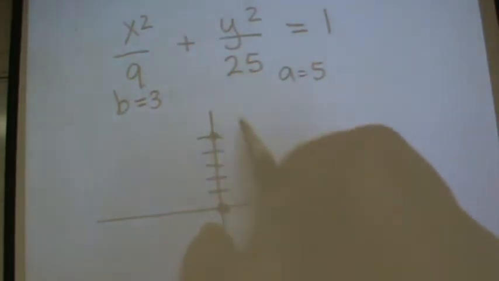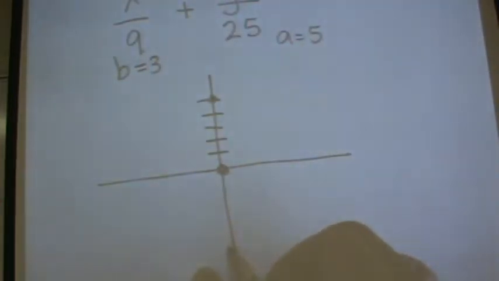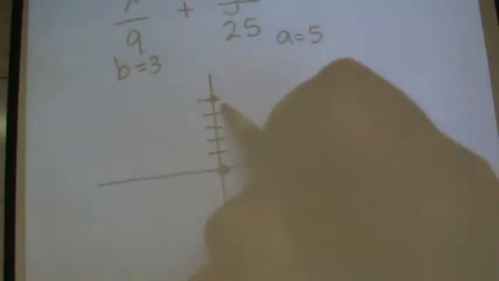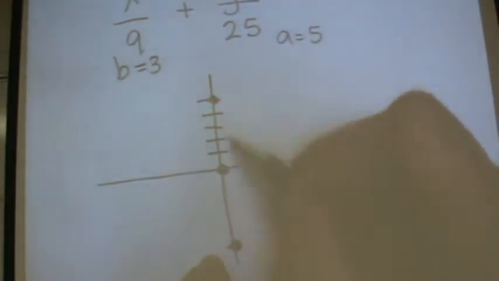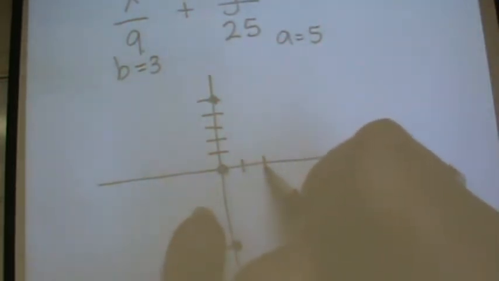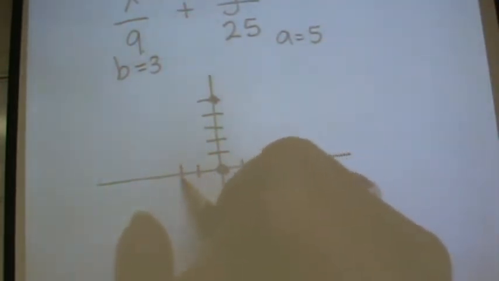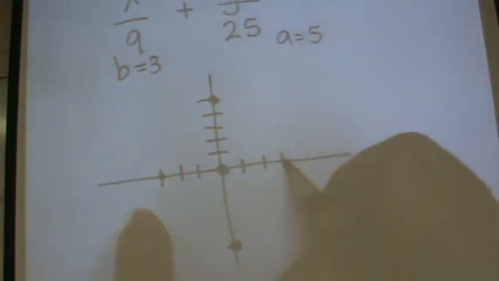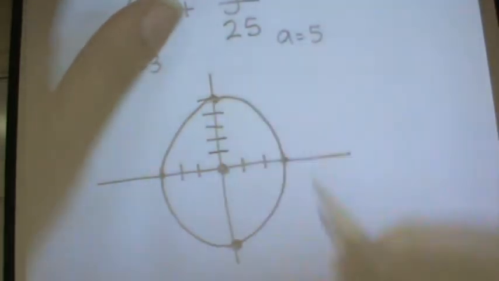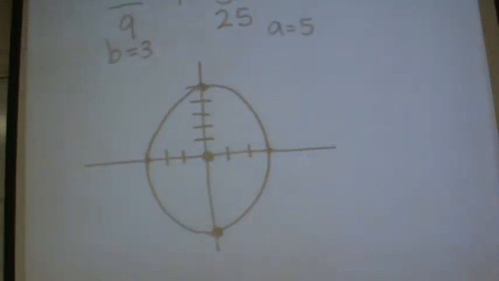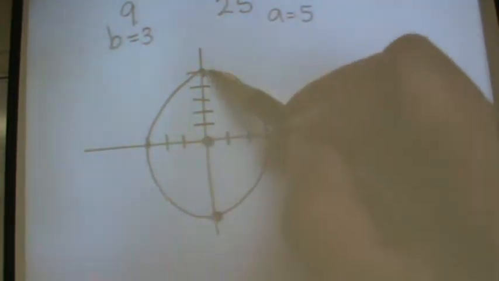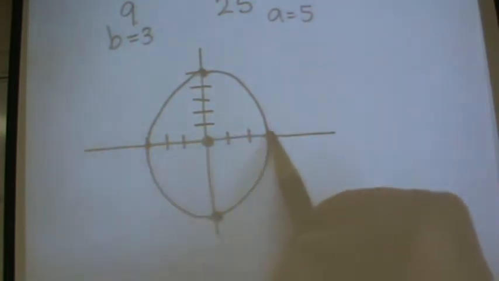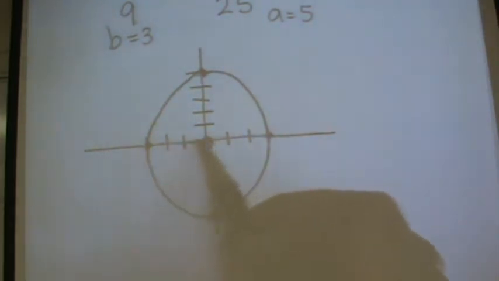So this is a vertex, and 0, -5 is another vertex. You only have vertices on the major axis. These two numbers, 3, 0 and -3, 0, are called co-vertices. Okay, so that's what your ellipse looks like. It's not completely round. This is 5 units, 5 units, 3 units, 3 units. So your major axis is 10 units long, your minor axis is 6. 3 and 3 is 6.